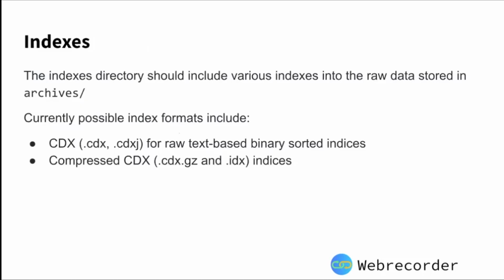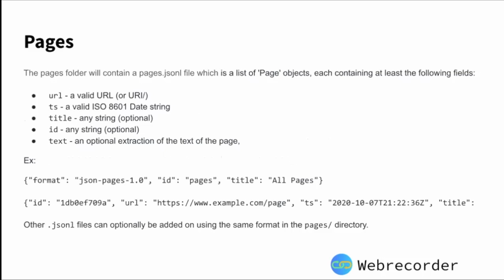And then the indexes folder should include various indexes into the raw data stored in the archive folder. So currently we support CDX, .cdx or .cdxj, as well as compressed CDX, .cdx.gz, and IDX indexes. And you can pick which index format you would like from the command line when you're creating your WACZ file. But there's always going to be an indexes folder with an index of your data.